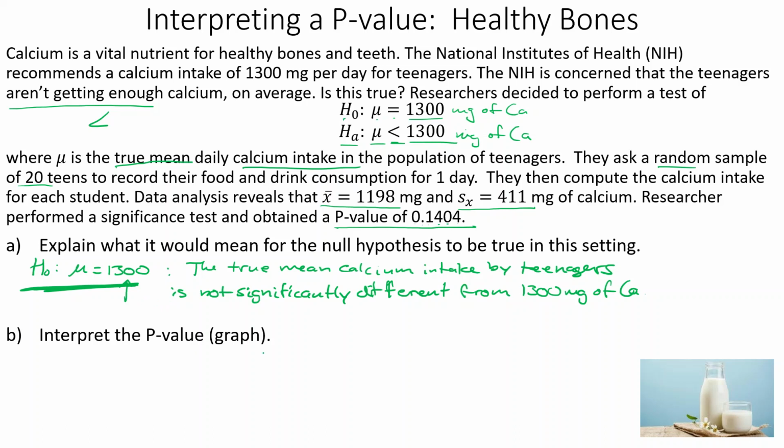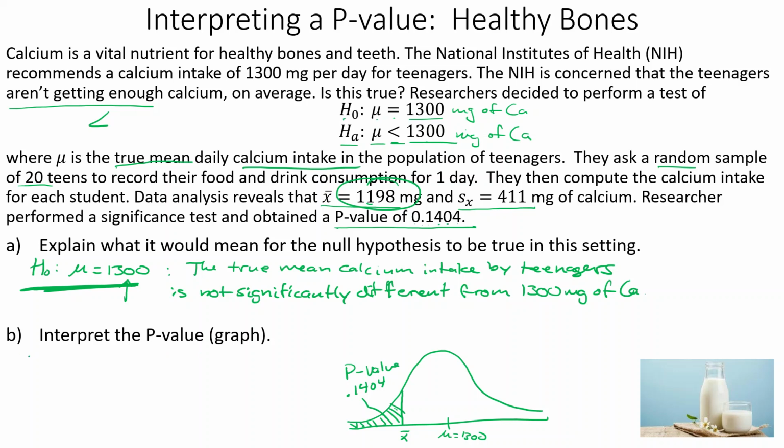All right, next, interpret the p-value. So we're below the mean here, right? If we have a graph, and let's say we've got a normal sampling distribution here with a mean of 1,300, our mean is somewhere down below it here, our X bar, this 1,198. And that means that this area here, that's the p-value, is 0.1404. That's our p-value. So that's what it means in a graph.